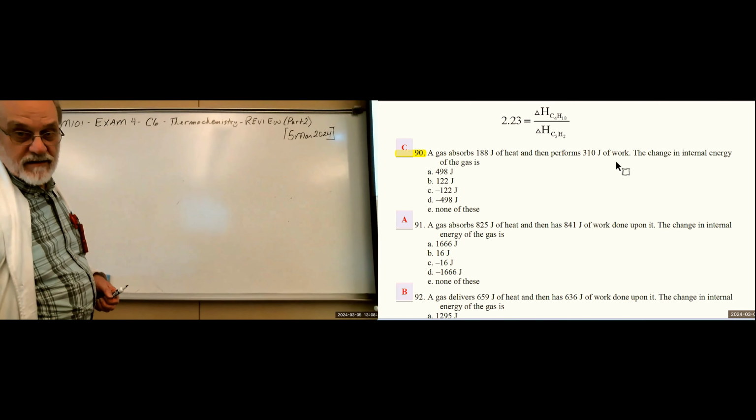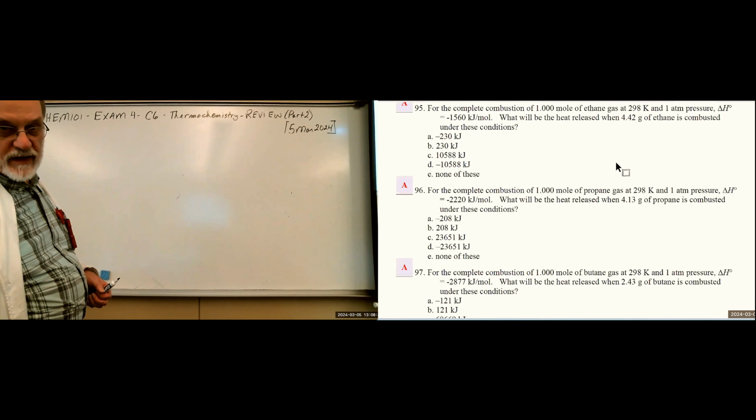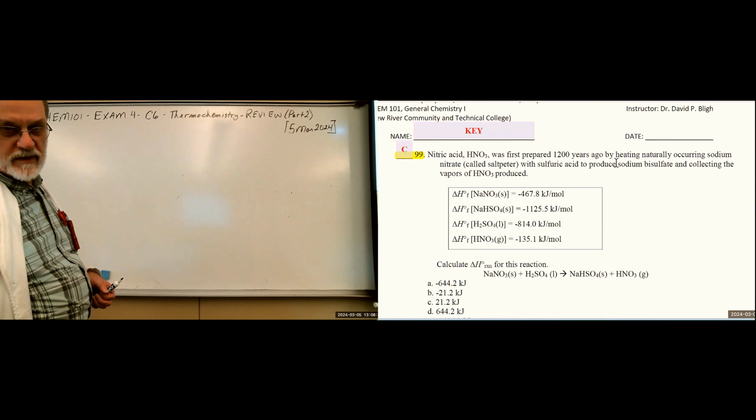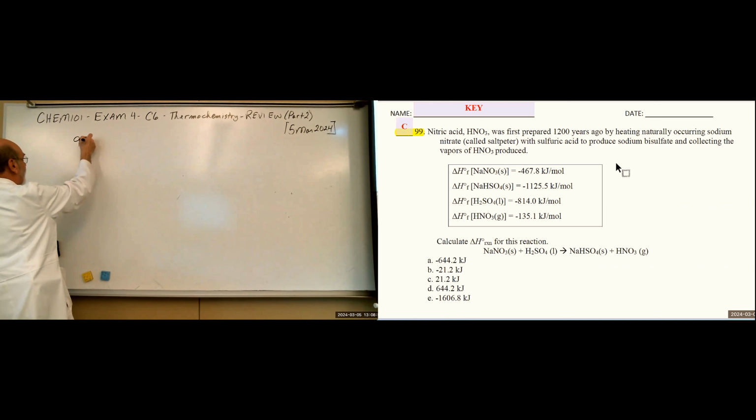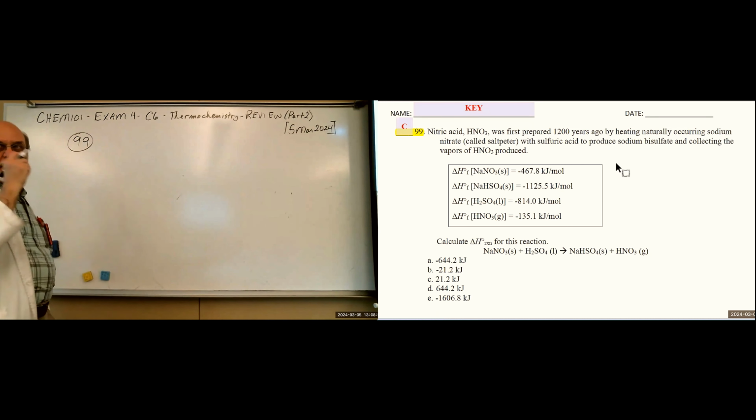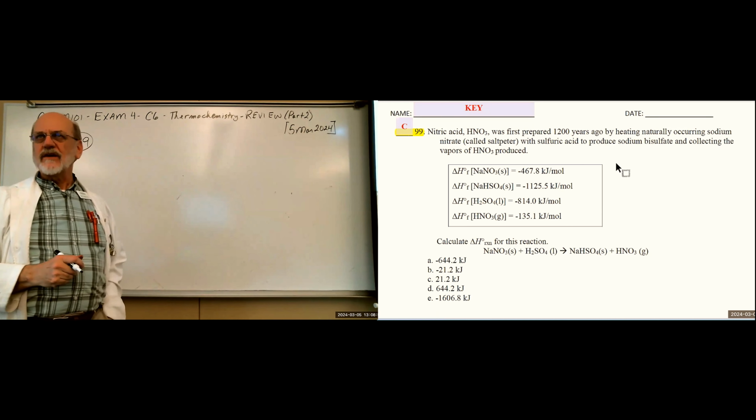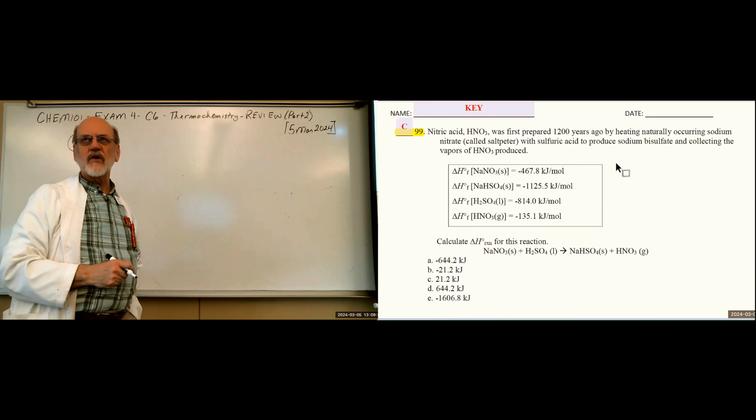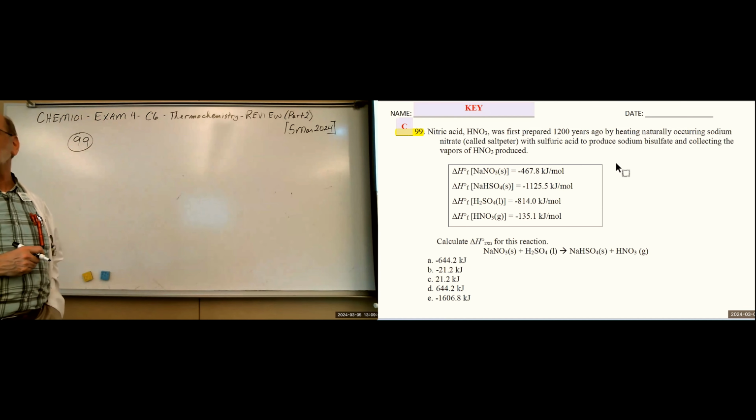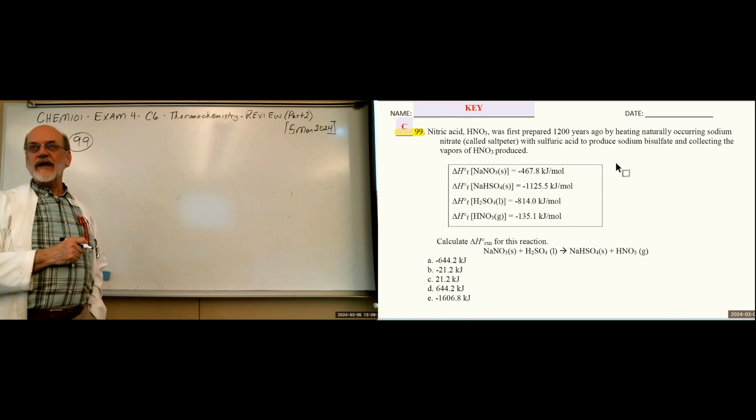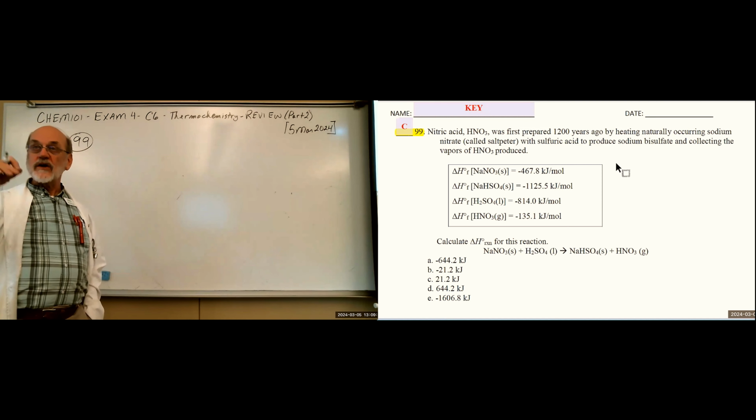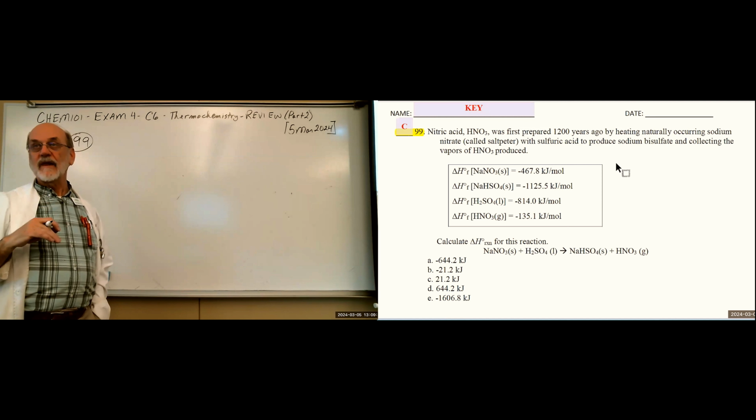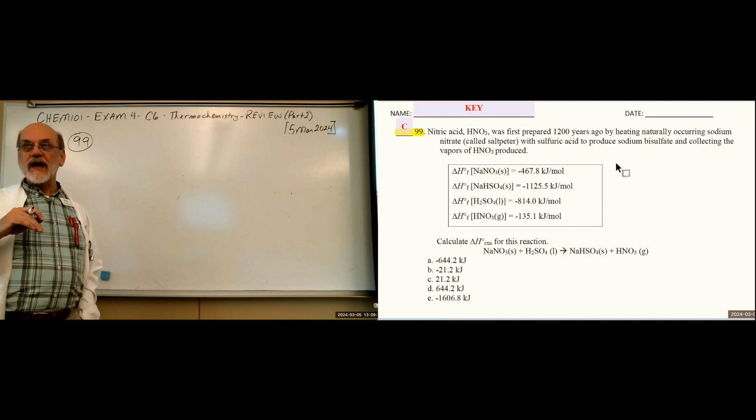Next, we skipped a bunch of them. All right, 99. Nitric acid, HNO3, was first prepared 1,200 years ago by heating naturally occurring sodium nitrate, saltpeter, with sulfuric acid to produce sodium bisulfate and collecting the vapors of HNO3. Okay, and the equation is below. Calculate the delta H for this reaction.